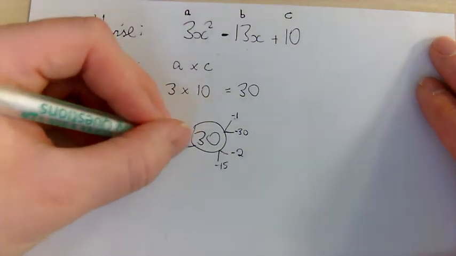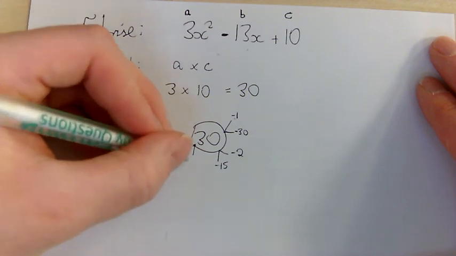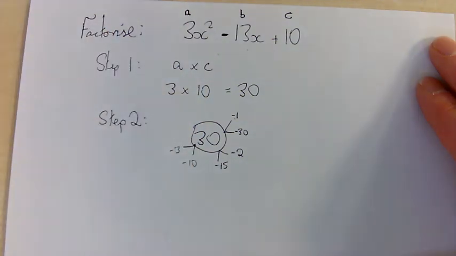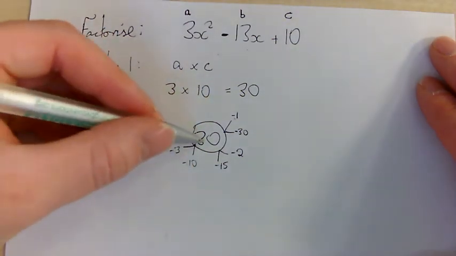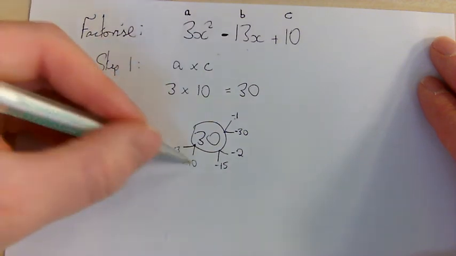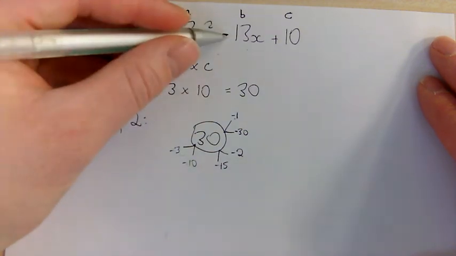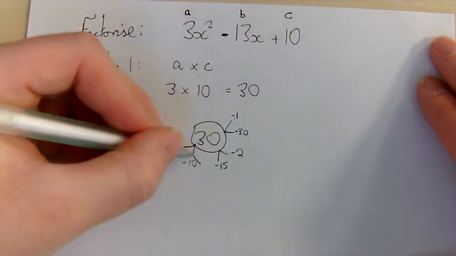So we keep going. We've got minus 3, minus 10. Multiplying these, it'll give us a positive 30. Add them together, it does give us the minus 13. So we'll use these factor pairs.